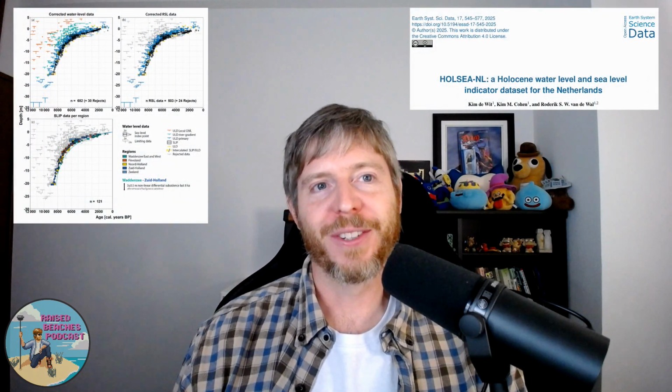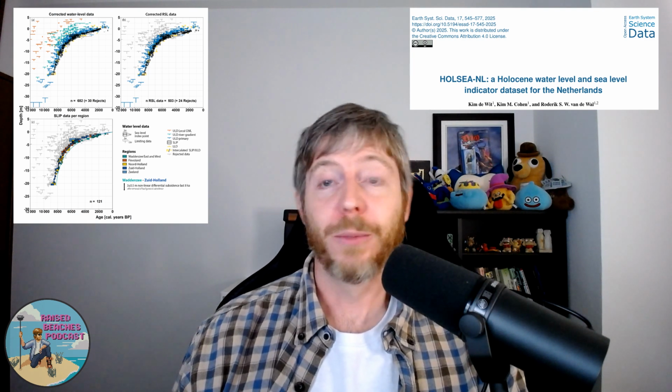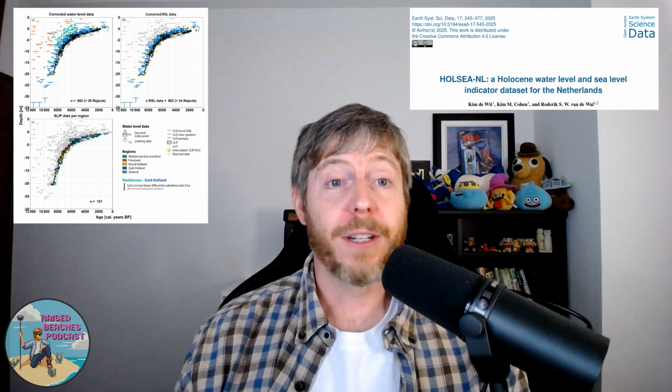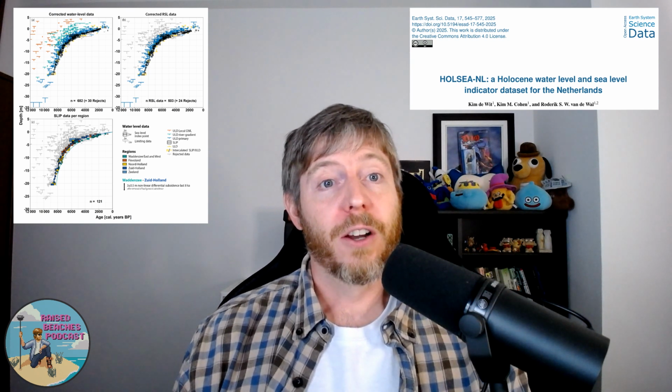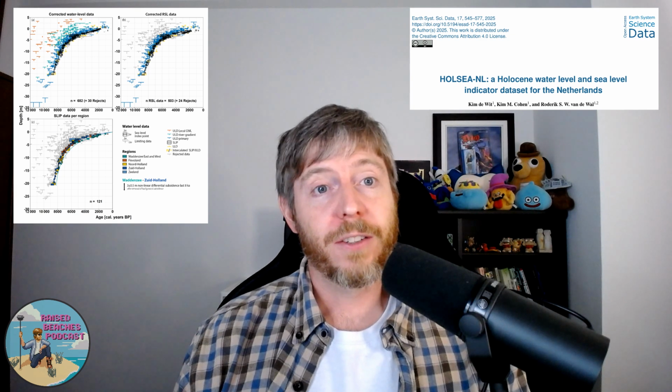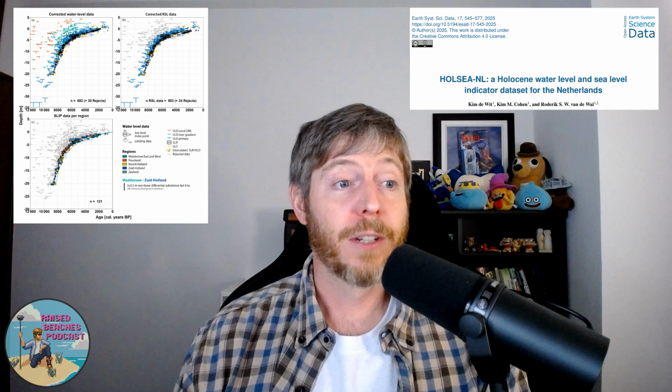Of course, I would be remiss if I didn't talk about sea level compilations, and the first I'm going to talk about is by DeWitt et al., and this was published in the February issue of Earth System Science Data, and the title is HolCNL, a Holocene water level and sea level indicator data set for the Netherlands.